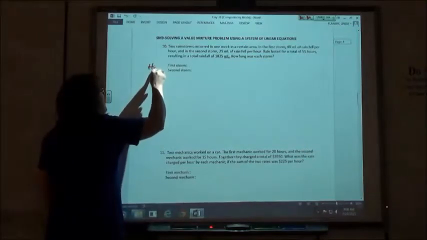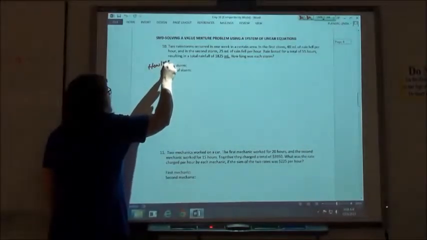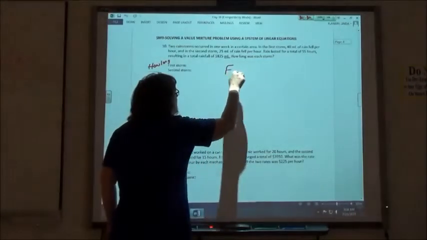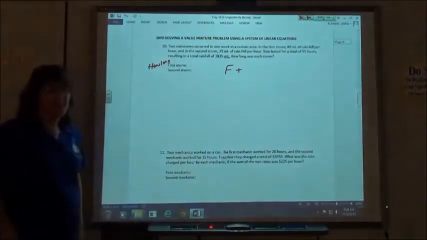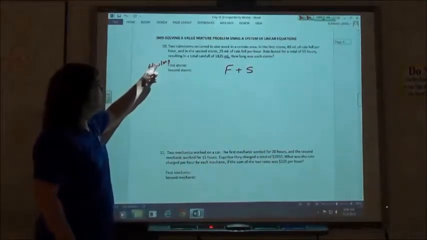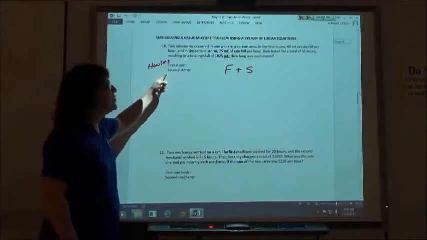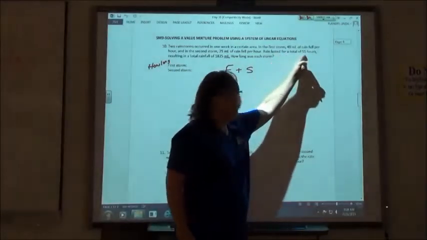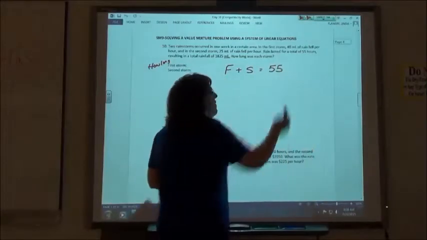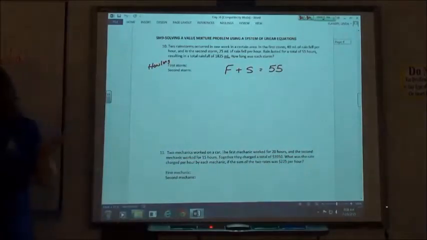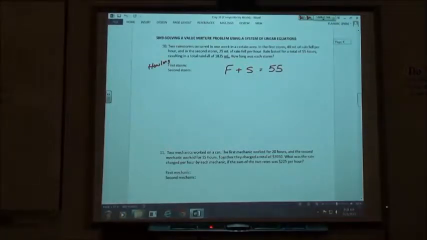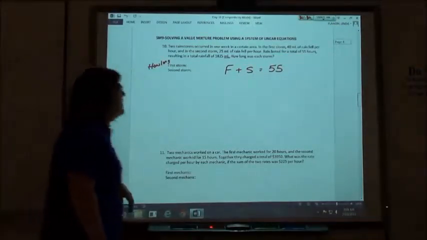So, how long was the first storm? We don't know. We said it's F. How long was the second storm? We don't know. We say it's S. So the length of the first storm plus the length of the second storm should be the total length of the 2 storms, 55. On these ones, they're usually always going to have one of them where you have A plus B equals, or F plus S equals, with nothing in front.